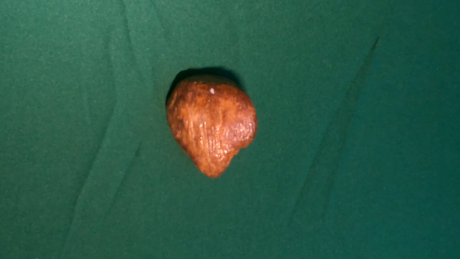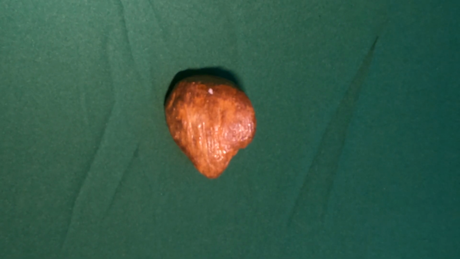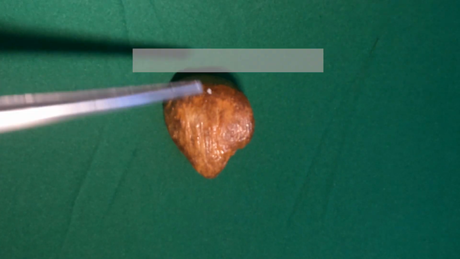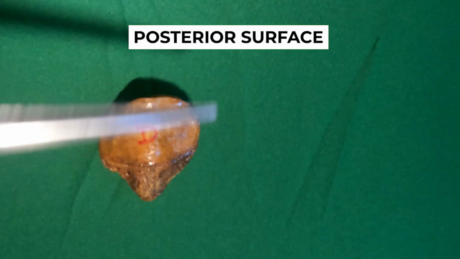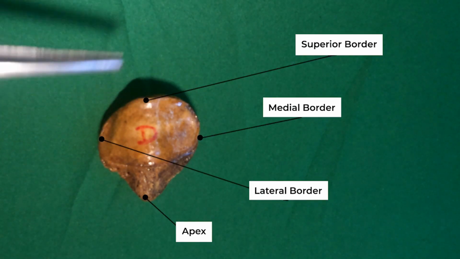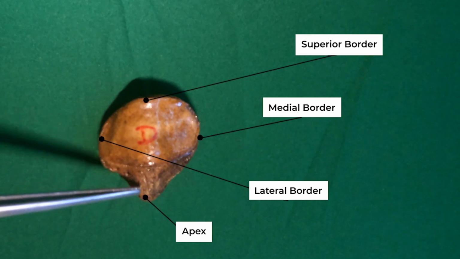Look at this patella on the horizontal surface. The patella is a flat triangular bone. It is distally tapered and proximally curved and has two surfaces, anterior and posterior, three borders, superior, lateral and medial, and an apex, which is at the distal end of the bone.